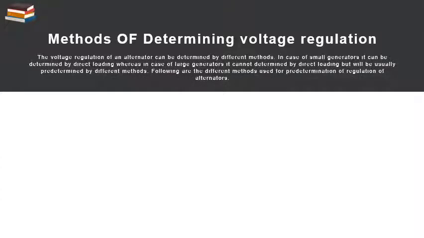The voltage regulation of an alternator can be determined by different methods. In case of a small generator, it can be determined by direct loading, whereas in case of a large generator, it cannot be determined by direct loading, but will usually be predetermined by different methods. The following are the different methods used for predetermining the regulation of alternators.